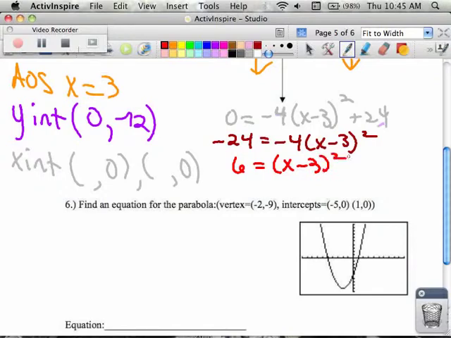Darn it, I'm trying to get to the x values. How do I get rid of that square? Square root. So I square root that stuff. I square root the right-hand side, and I get x minus 3. I square root the left-hand side, and I get the square root of 6. Uh-oh, I square rooted a variable. Plus or minus.